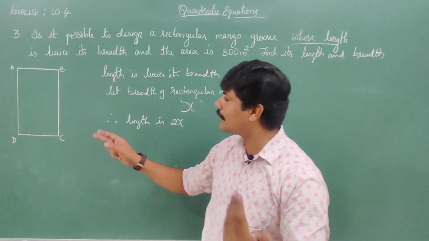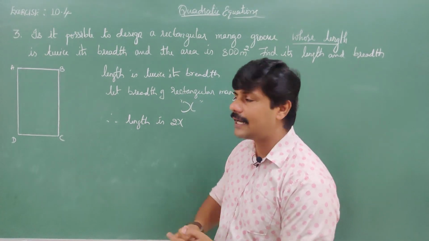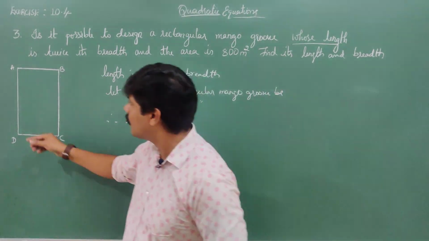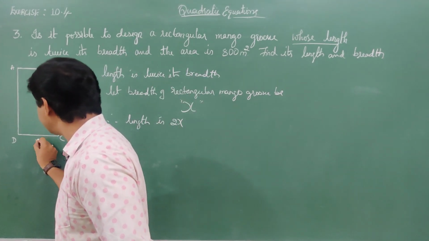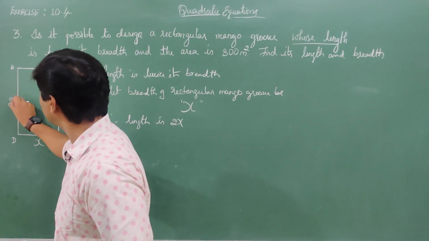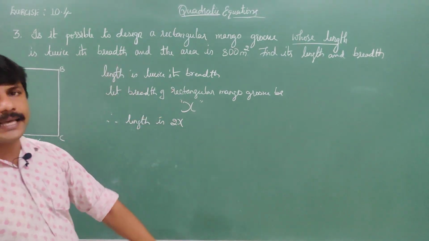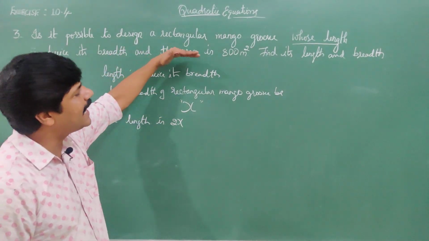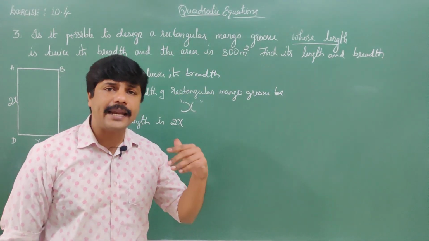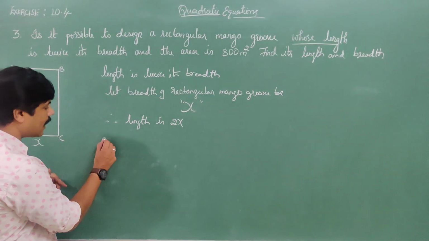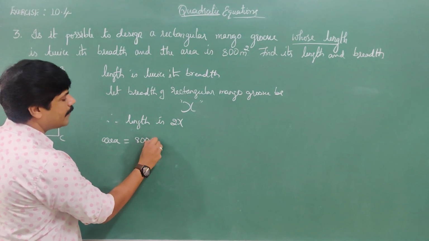Now consider ABCD as a rectangular mango grove, whose length is AD. Its length is twice its breadth, so if breadth CD is x, then length should be 2x. Length and breadth are there, and the area is given. The area is 800 meters square.